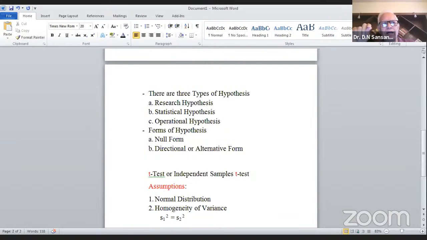Normally, sigma is to be used when you are taking the data from all members of the population, because that represents the population. And s, small s, represents the standard deviation of the sample.